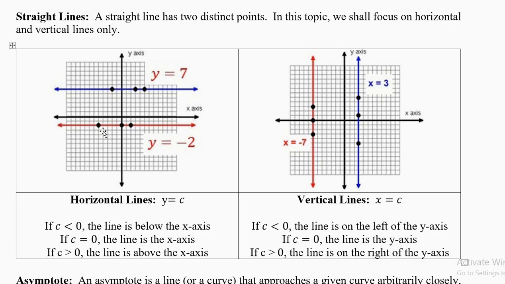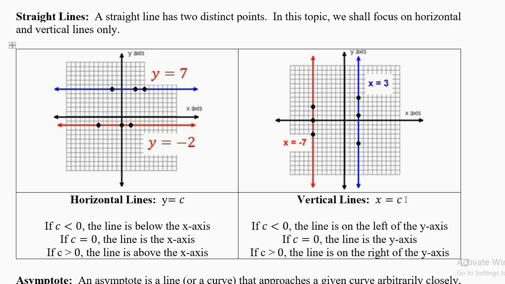If c is less than 0, you get a line below the x-axis, which is this example. If c is positive, the line is above the x-axis. Now, so much for the horizontal lines. Now for the vertical lines also, the equation is simple, x equal to c.